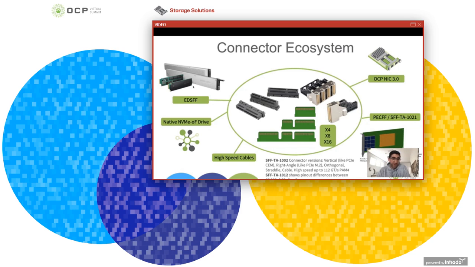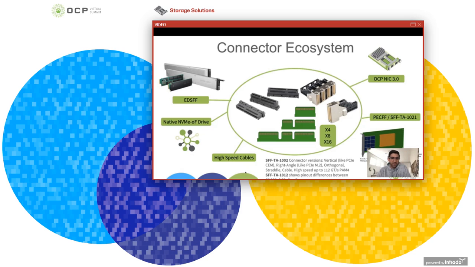So the EDSFF family of drives are all going to use that, and we expect millions of units to be shipped of the EDSFF SSDs. So it'll be a pretty broad use of this ecosystem. But the OCP NIC actually uses the same by 16 connector, this SFF TA 1002. So that's really good synergy with the other stuff going on in OCP. Now, there is a SFF TA 1012 that shows the pinout for other types of devices as well, including a native NVMe over Fabrics drive or an Ethernet SSD. They'll be using the same connector.